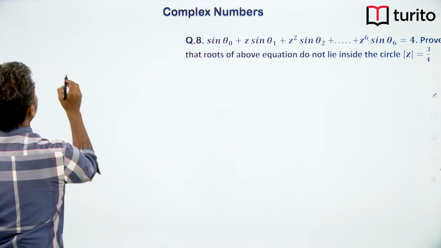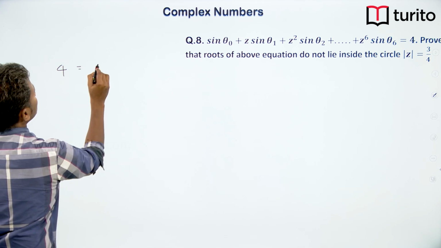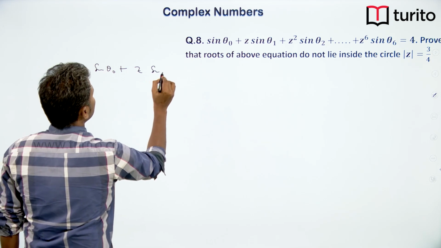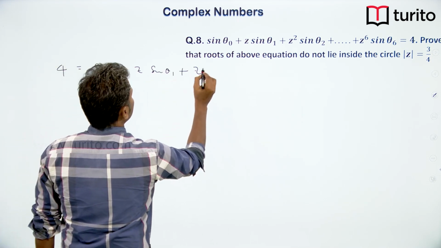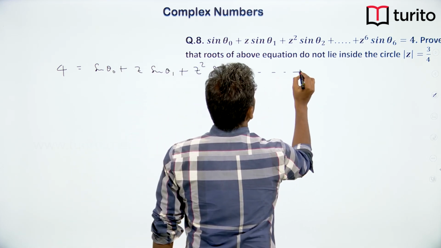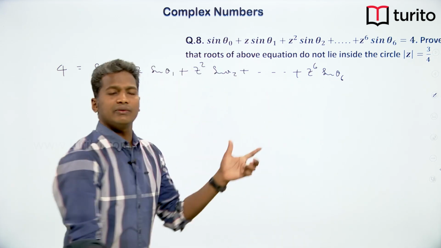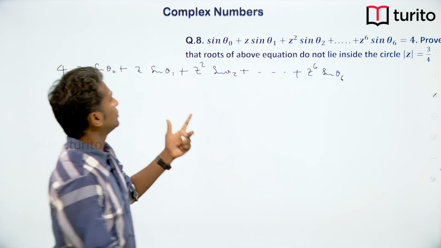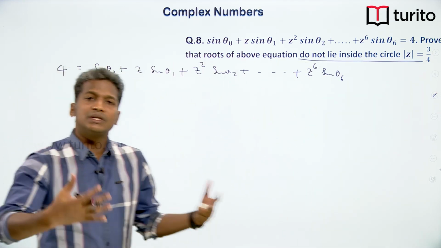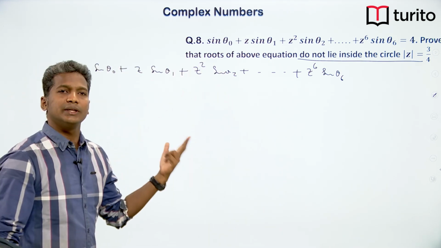So, that means I can write it like this: 4, which is equal to sin theta naught plus z into sin theta 1 plus z square into sin theta 2 and so on till z power 6 into sin theta 6. This is the given equation. Now, we have to prove that roots do not lie inside this circle. Mod z equal to constant means it is a circle. So, what I will try to do is apply triangular inequality on this.